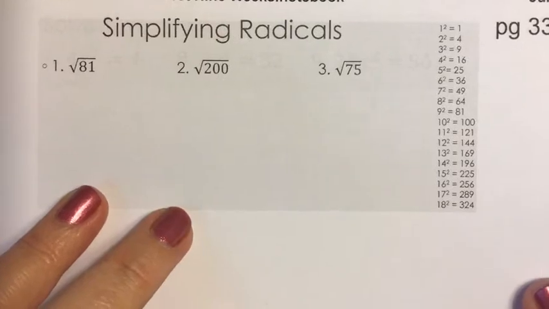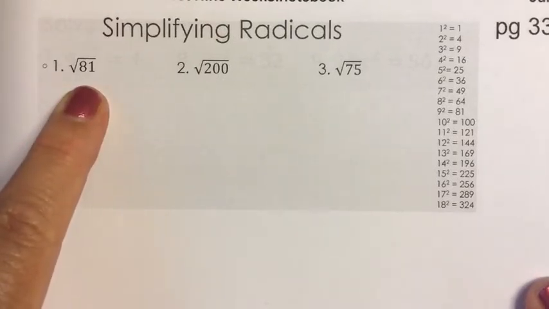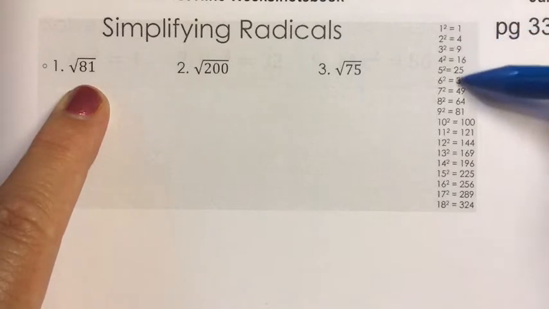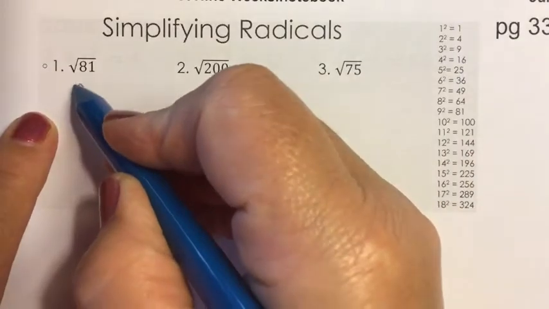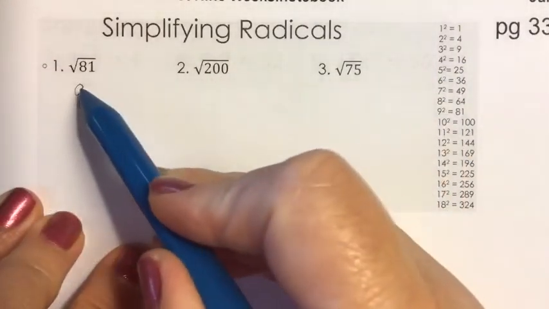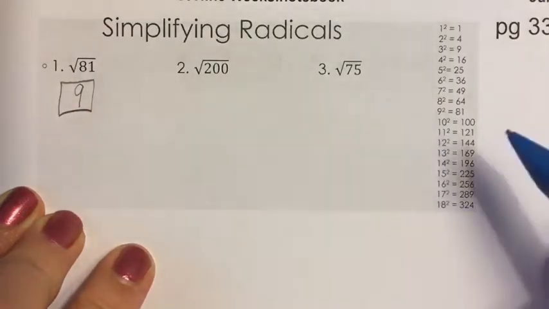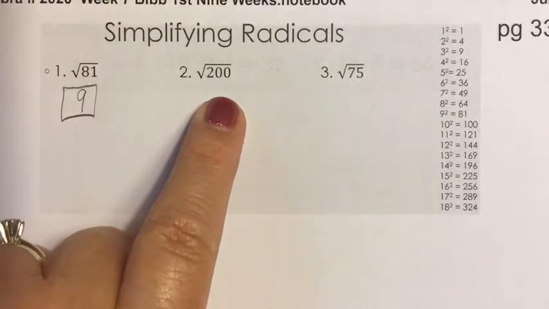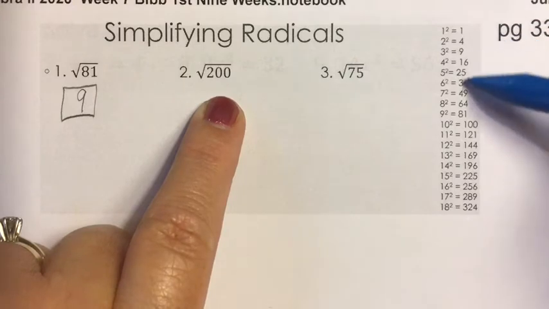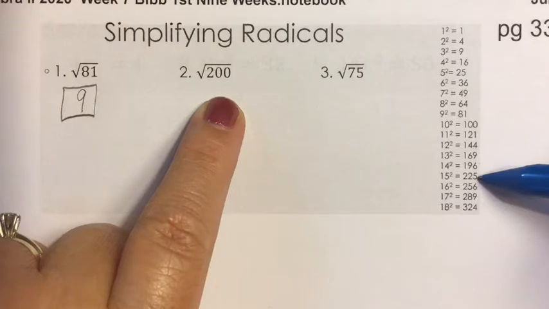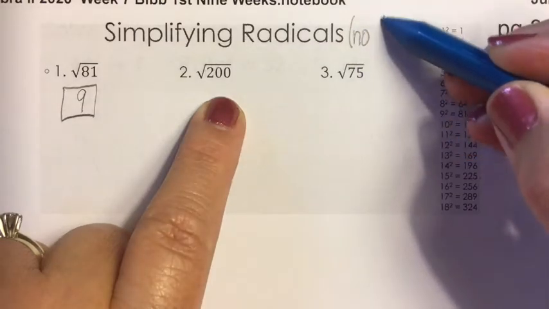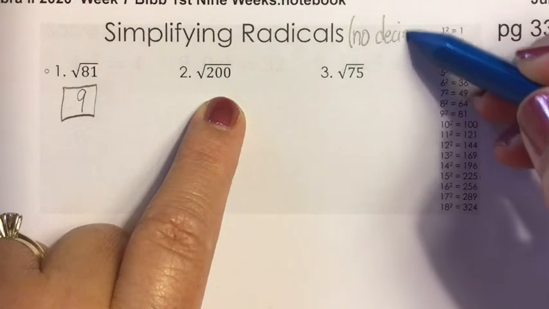First of all, when you look at the square root of 81, is the number 81 in this list? Yes. What number do you square to get 81? 9. So the square root of 81 is 9. That one was relatively simple. Question 2, the square root of 200. Is 200 in this list? 200 is between 196 and 225. We do not want decimals when we do these problems.